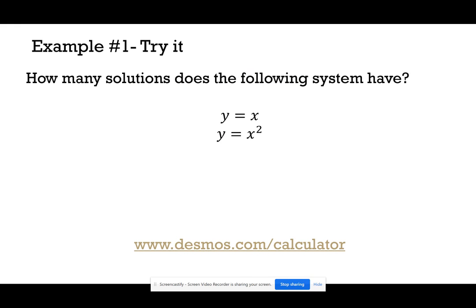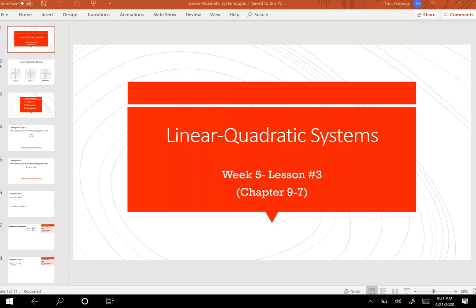So for graphing, it says how many solutions does the following system have? So we have y equals x, which is a linear function, and y equals x squared, which is a quadratic, and we want to see where they cross. So I recommend using a graphing calculator. If you don't have one at home, you can go to desmos.com/calculator, and that is a graphing calculator.